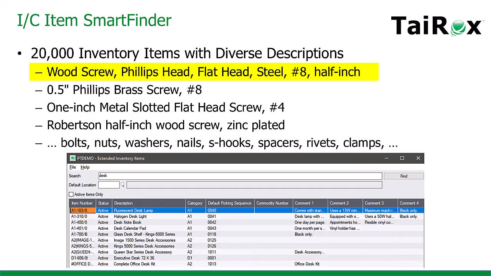Here's a description of a screw, and another, and another. You can see the problem for an order taker trying to find the right screw. The same problems exist for all the other hardware parts. Here's a picture of the SmartFinder using sample data, looking for items that have desk somewhere in their description and comment fields. Too many results, add another word. For our hardware example, start with screw to get hundreds of results, then add more words to narrow the search.